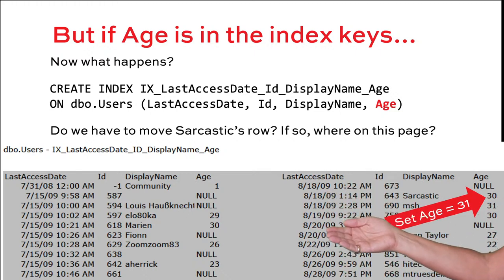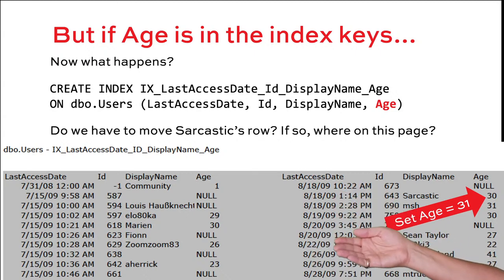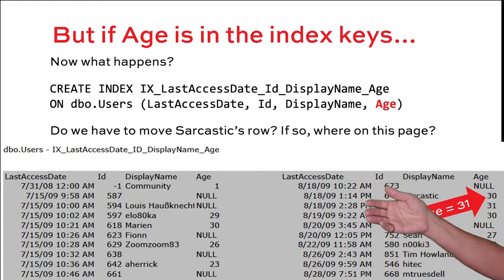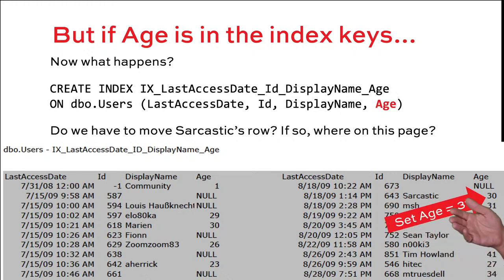Last access date is extremely selective. Hell, I could change his age to 131. I could change his name from Sarcastic to Optimistic. I could even change his ID. But because that first column is so selective, it doesn't really matter what happens to columns later on in the list.